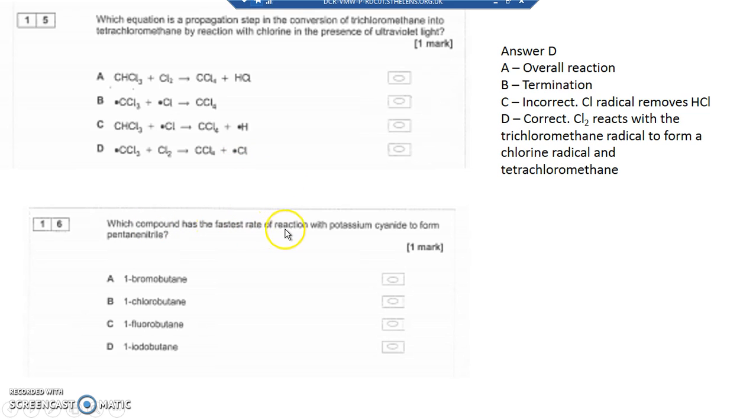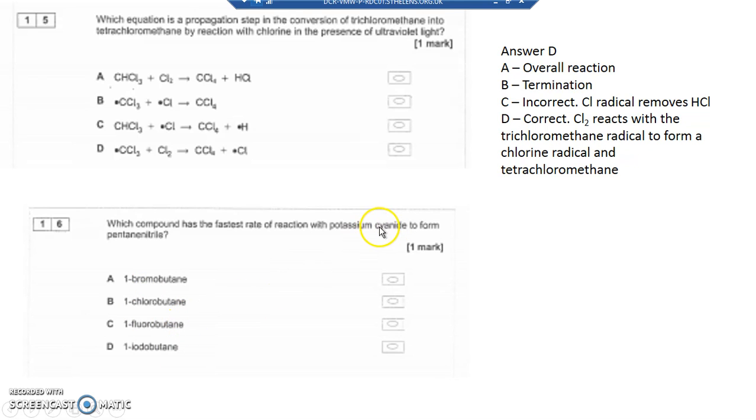Which compound has the fastest rate with potassium cyanide to form pentane nitrile? So which one of these will react with potassium cyanide? A cyanide ion is a CN- with a lone pair on it. It attacks the carbon bonded to a halogen, and then either the Br, the Cl, the F or the iodo is released, so the bond breaks.